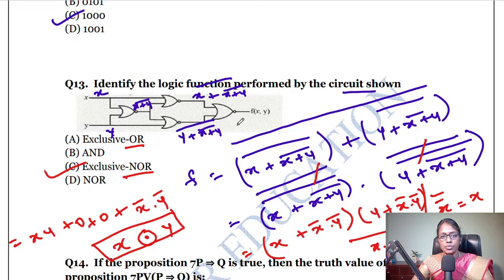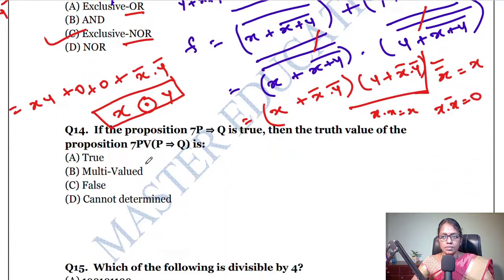So rather than this circuit, if you draw this exclusive NOR circuit, you will get the same circuit, same output. Okay. Exclusive OR is A bar B plus B bar A, and exclusive NOR is XY plus X bar Y bar. Just check out the table.